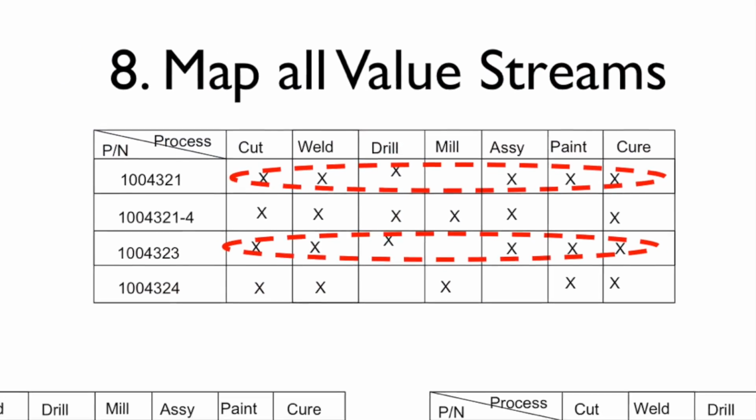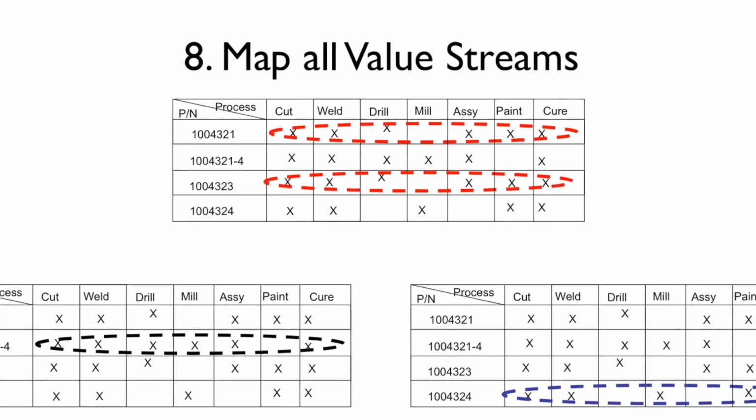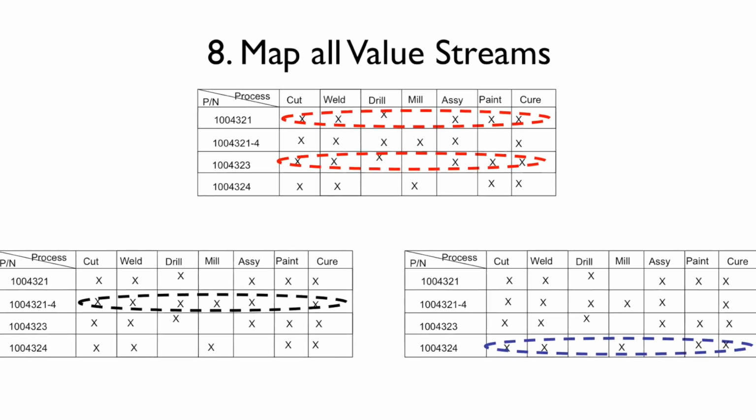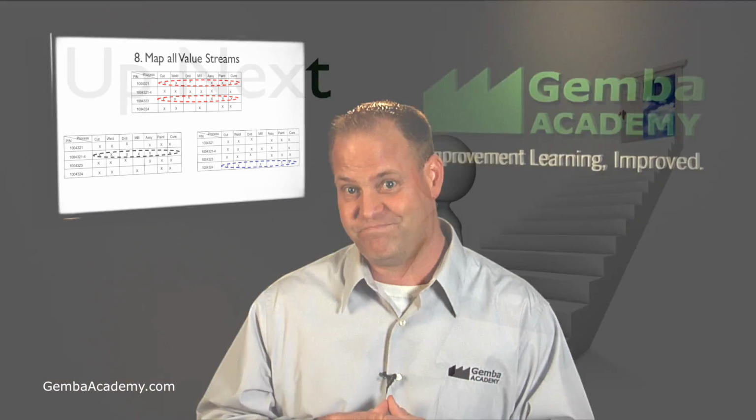Now, the 8th and final step of the process is to map all the value streams. In other words, we'll repeat the previous 7 steps for all the other product families. Now, depending on the complexity of your business, this could take months, even years. And while it will be a lot of hard work, the rewards and benefits your organization will reap are immense.